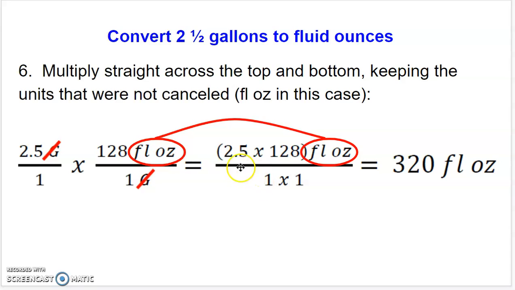So I did this on a calculator. I did 2.5 times 128. I did 1 times 1, which is 1, and then I divide those two, and I got 320 fluid ounces. So the answer to our question of converting 2.5 gallons to fluid ounces, 2.5 gallons is 320 fluid ounces.